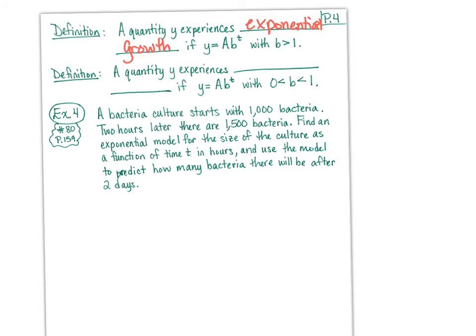If y is equal to ab to the t with b greater than 1. So now we're in the case of that very first graph that we drew, where your graph is doing what? Is it increasing or decreasing? Increasing, good. A quantity y experiences, guess what we're going to say here, if y is equal to ab to the t, where b is between 0 and 1. Exponential decay, good.